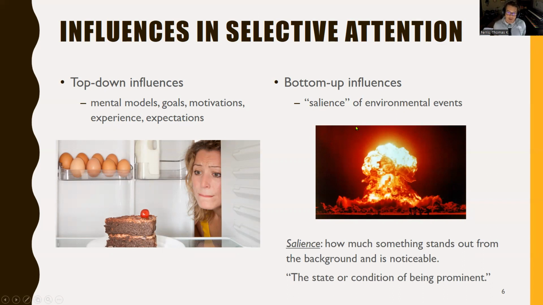So I define that by saying, again, how much something stands out from the background in terms of some physical property. A visual item might be brighter or a different color or more dynamic. A sound may be louder or of a certain characteristic, in a certain audible range, for example. The formal definition, I guess, is the state or condition of being prominent. I always think of it as how much that stands out from the background in a measurable sense, if you could get the measurements. And that's what we talk about as our bottom up influences.